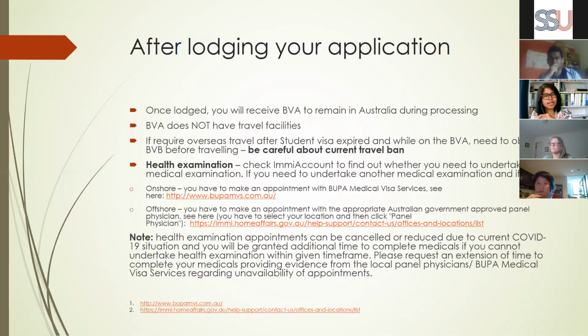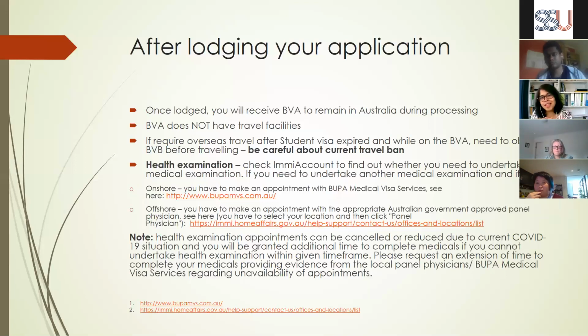However, the bridging visa A doesn't have travel rights. So if you need overseas travel, you would obviously need to apply for a bridging visa B before you travel. Otherwise, you will not be able to come back. However, student visas can be granted even offshore if you applied onshore, so there's no issue with that. You can apply onshore and be outside at the grant. But you will not be able to come back if you don't have a bridging visa B. So that's the normal information in any normal situation.